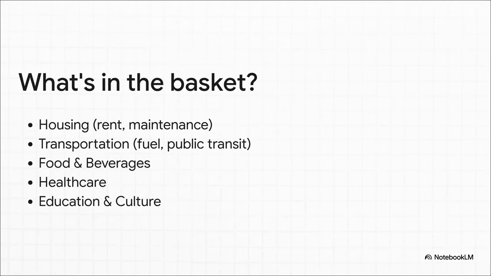So what's actually in this basket? Well, it's pretty much all the big-ticket items you'd expect. We're talking about housing, things like rent and maintenance, transportation, so fuel for your car or public transit tickets. Of course, food and drinks are in there, healthcare, and even things like education and culture. It's really meant to cover the whole spectrum of our daily costs.